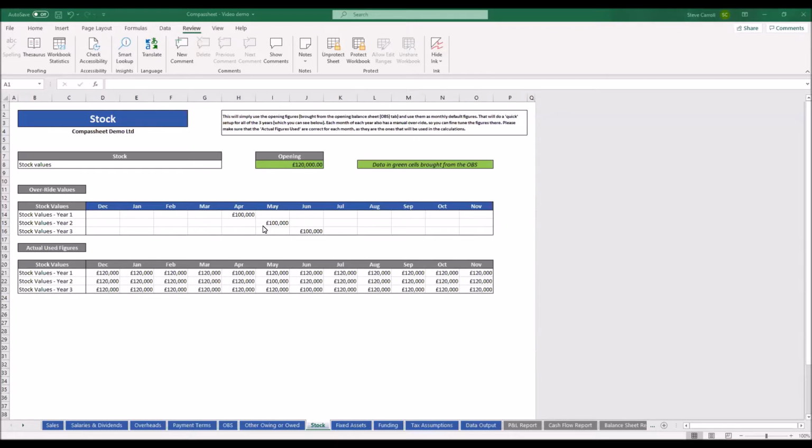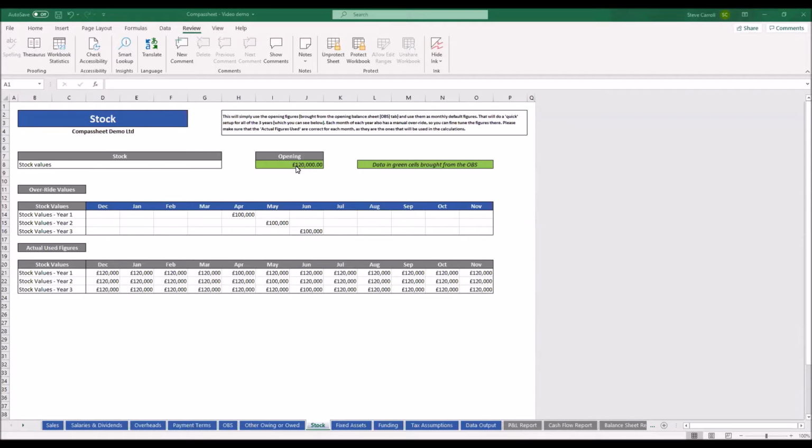Welcome. In this video we're going to look at the stock tab of the Compassheet model and how to input on that. The stock tab's very simple. We have an opening stock value that's brought forward from the opening balance sheet. So we can see the figure here in green is, in this example, £120,000.